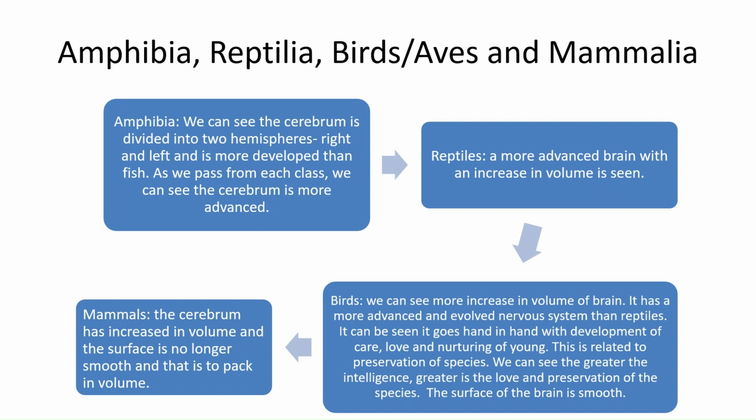It can be seen it goes hand in hand with development of care, love, and nurturing of young. This is related to preservation of species. We can see the greater the intellect or intelligence, greater is the love and preservation of the species. The surface of the brain is smooth. In mammals, the cerebrum has increased in volume and the surface is no longer smooth, and that is to pack in volume.